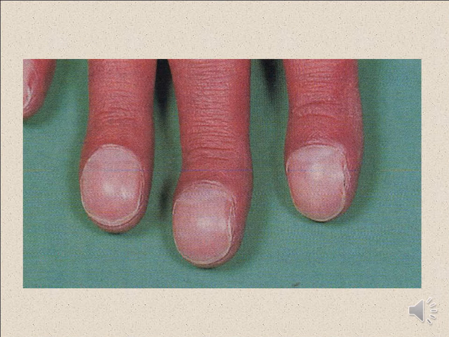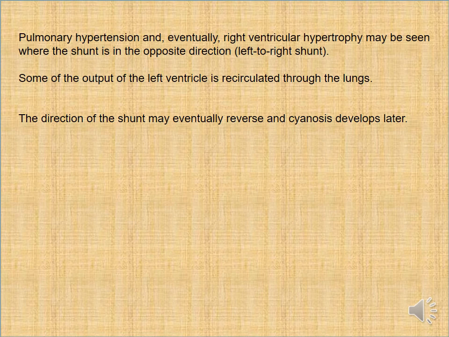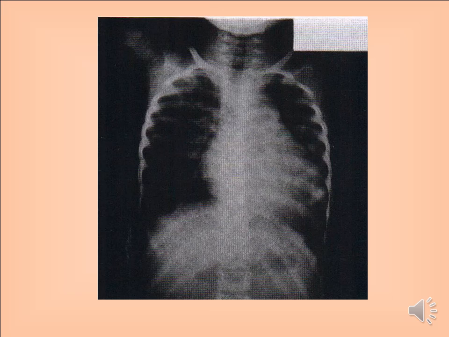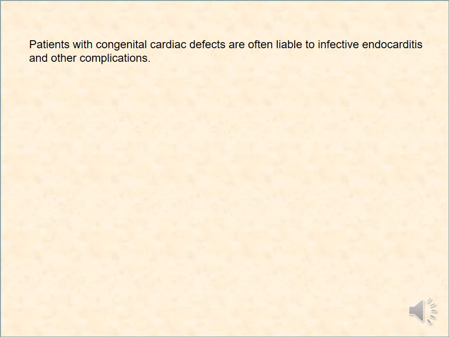This figure shows the clubbing of the fingers in cyanotic heart disease. Pulmonary hypertension and usually right ventricular hypertrophy may be seen where the shunt is in the opposite direction, a left-to-right shunt. Some of the output of the left ventricle is recirculated through the lung. The direction of the shunt may eventually reverse and cyanosis develops later. This figure shows the left-sided hypertrophy of the heart on chest X-ray. Patients with congenital cardiac defects are often liable to infective endocarditis and other complications.